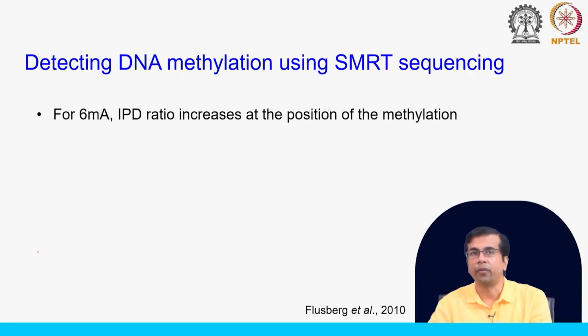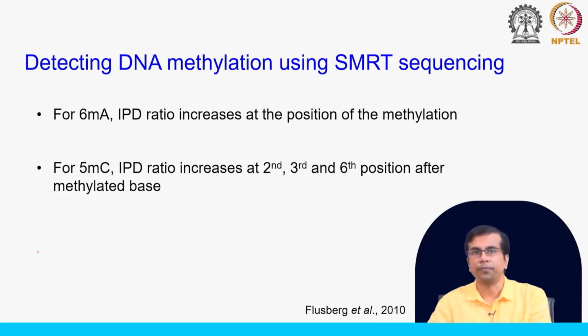What they observed is that for 6mA there is an increase in this IPD ratio, and this increase is at the position of the methylation. So, where this methylation is present, there is an increase in the IPD ratio in the sample compared to the control. Now, for 5mC this IPD ratio increases at the second, third and sixth position after the methylated base. Again, we still do not understand why that is the case, how they influence these IPD values at these positions after the methylation, but this is what they observed.